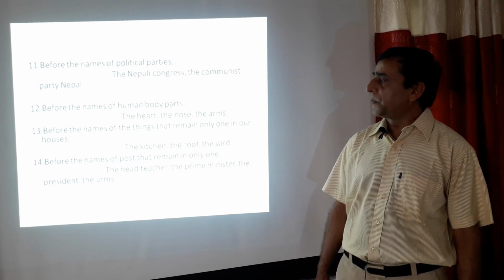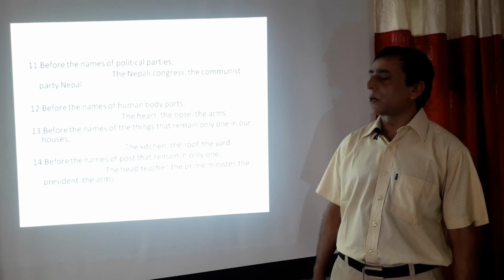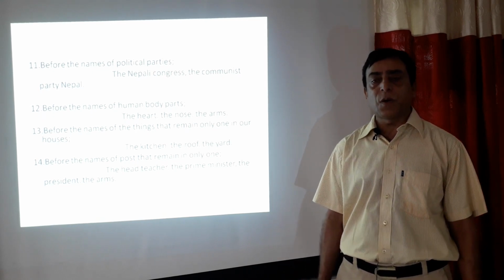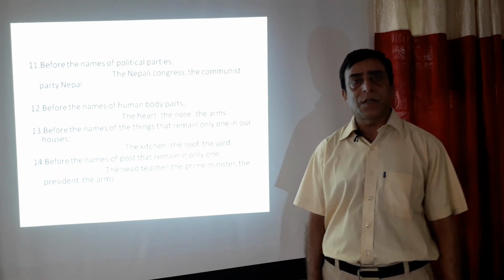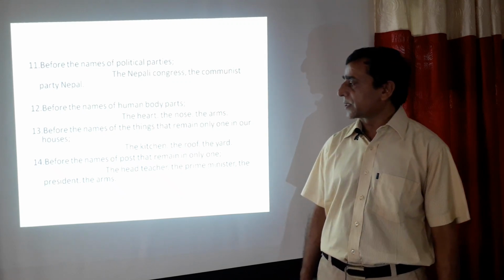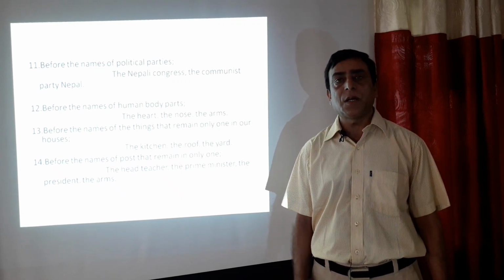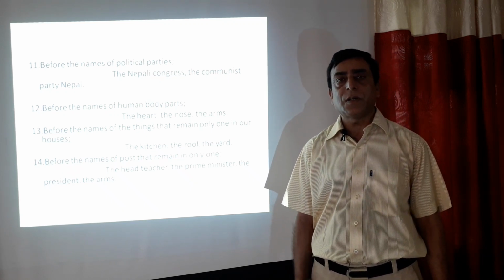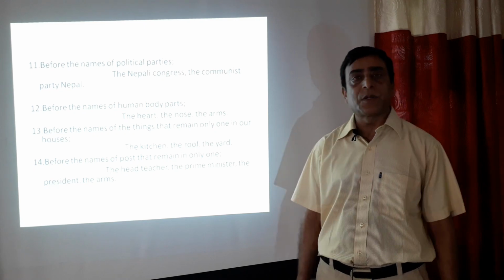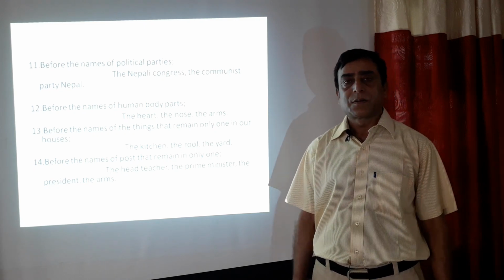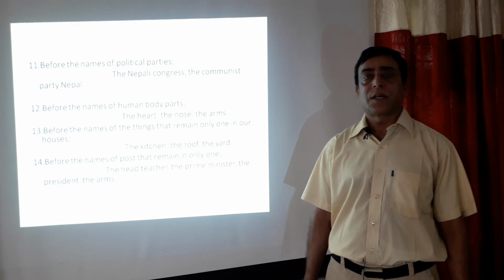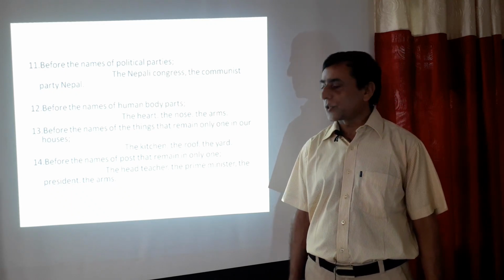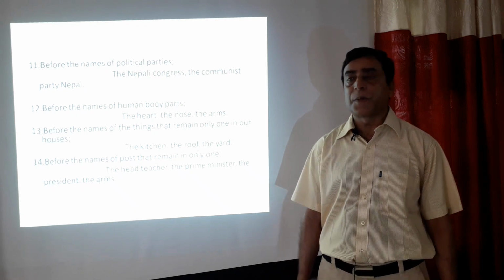Next one, before the names of things that remain only one in our house, we use the article. For example, the kitchen, it remains only one in our house. The roof is also only one in our house. Before it we use the. The yard, the open place in front of the house, is called the yard. It is also only one in our house. So, we use the article before yard.